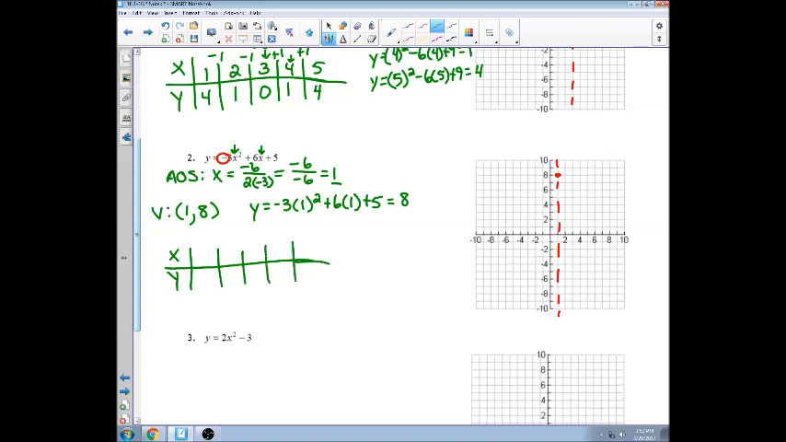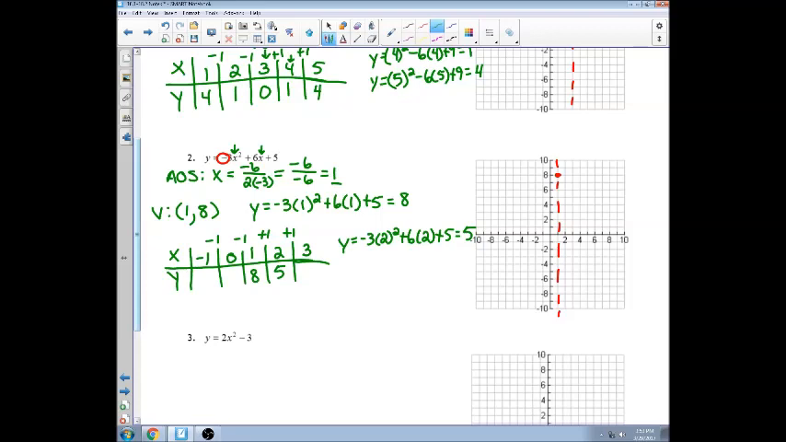Put my vertex in the middle, so 1, 8 goes in the middle. Going to the right, I add 1, so I get 2. Add 1, I get 3. Subtract 1 going to the left, 0. Subtract 1, I get negative 1. Now I need to find out what my y value would be when my x is 2. So y equals negative 3 times 2 squared plus 6 times 2 plus 5. If I type that through, I end up with 5. This should be less than what my vertex was. So that is good that we are less than 8.